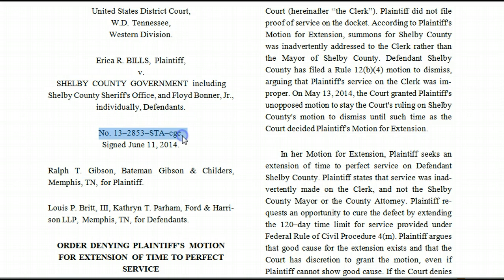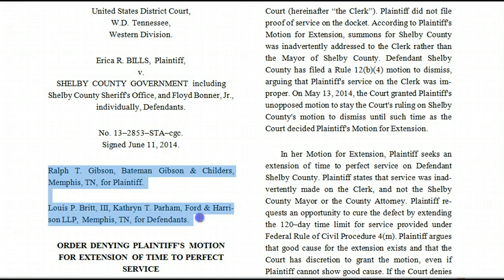This is just the docket number that is assigned to a case when it is filed in federal district court. The beginning two numbers, 13, mean that this case was filed in 2013. And this date, June 11th, 2014, is when this judge finished and signed this particular opinion that we are reading.